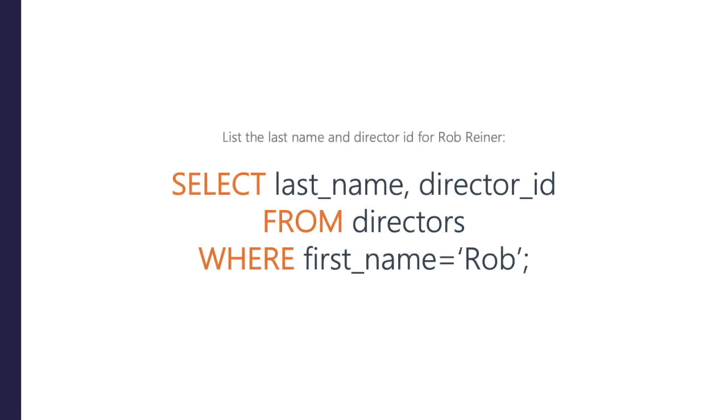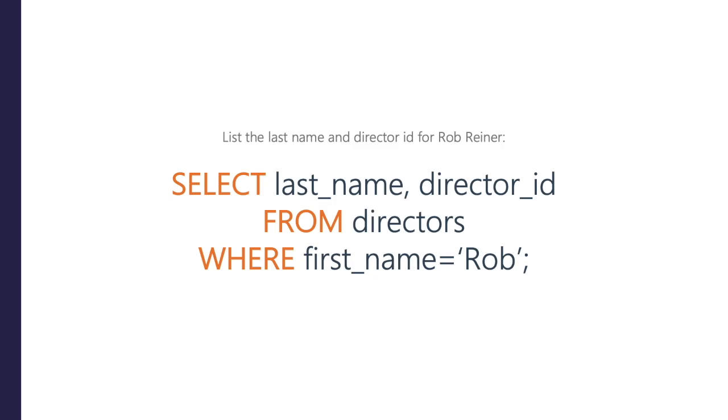Next, we have to get the last name and the director ID for Rob Reiner out of our database. In order to do that, we're going to be using the select keyword that we have been, but we're going to be introducing something new. We have the select keyword from directors, our database table, but now we're using the keyword where. This tells us which condition needs to be met in order to retrieve that data. In this case, the first name needs to equal Rob.